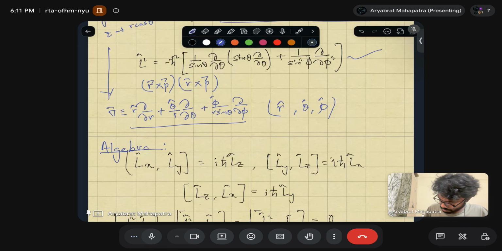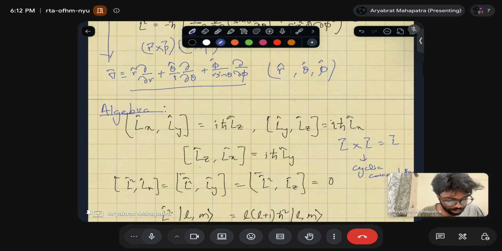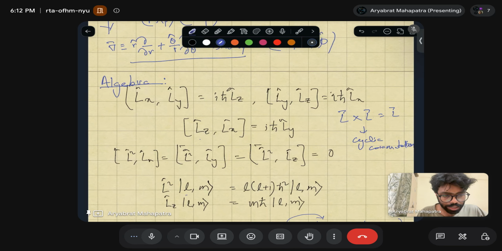So they basically have a cyclic commutation algebra. L cross L gives you L. When you do Lx, Ly, you get Lz, when you do Lz, Lx, you get Ly, and when you do Ly, Lz, you get Lx. So it cyclically permutes.